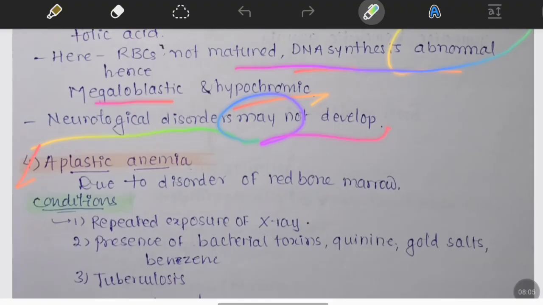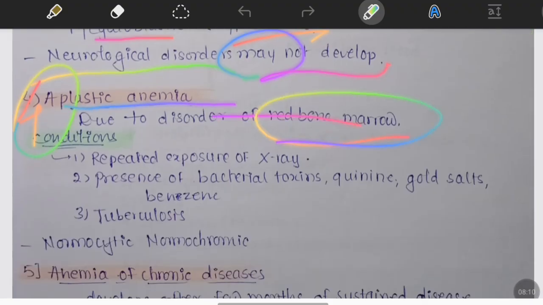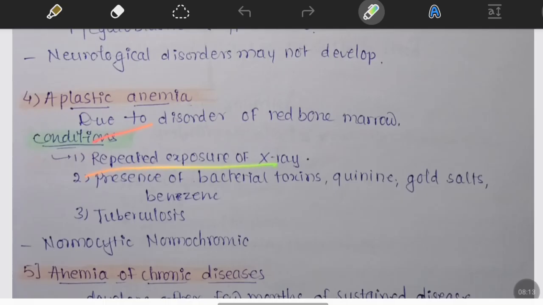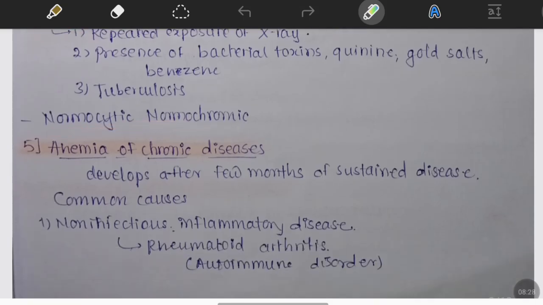Here, the fourth type is aplastic anemia due to disorder of red bone marrow. Conditions: it is because of the repeated exposure of X-rays, presence of bacterial toxins, quinine, gold salts, and benzene. And third reason is tuberculosis. This anemia is normocytic and normochromic.